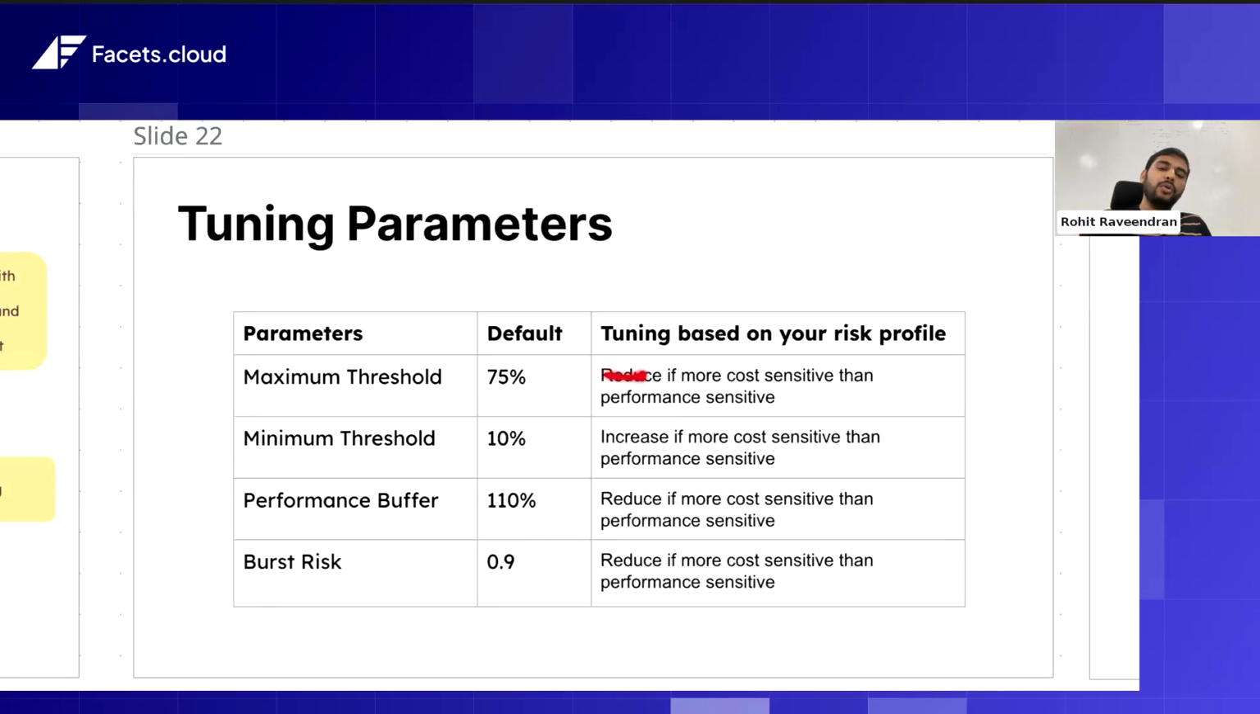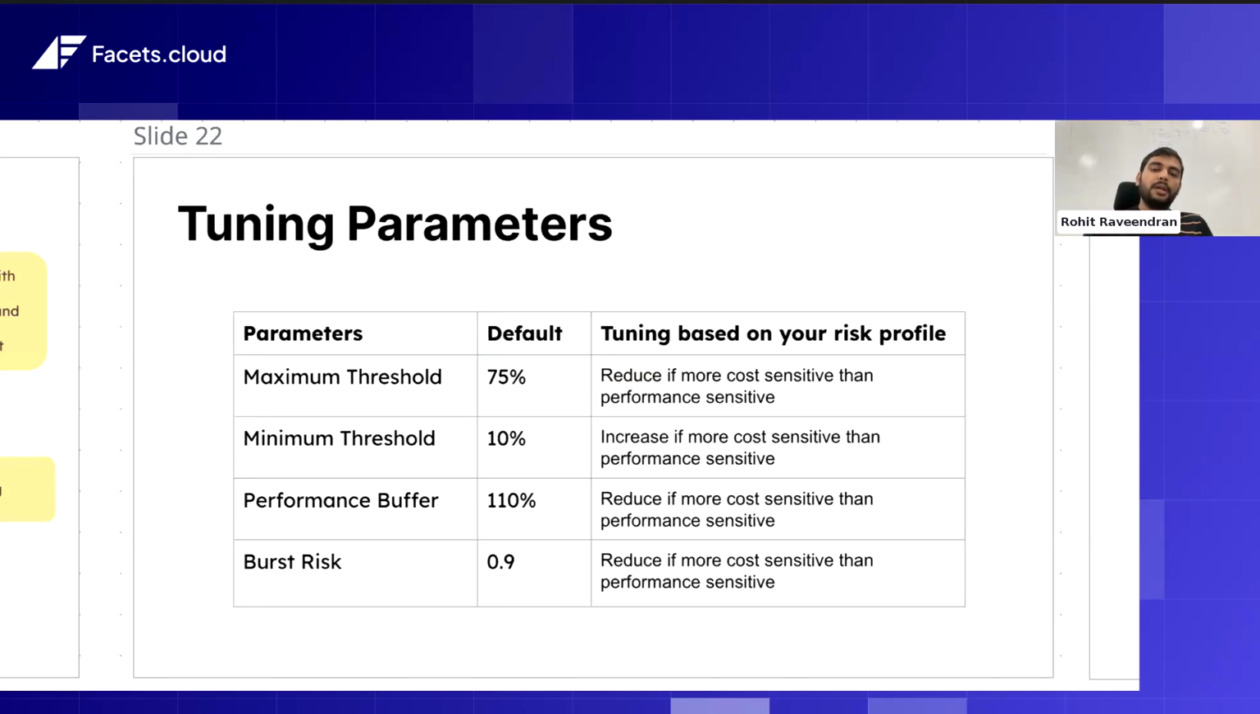You would increase the value if you are more cost sensitive than performance. So there's a correction here. So this is increase. Then there is this minimum threshold, which is the third stage optimization that we are doing. What should be the minimum utilization of resources by the application during most of the time? So that we had set to a 10% number.